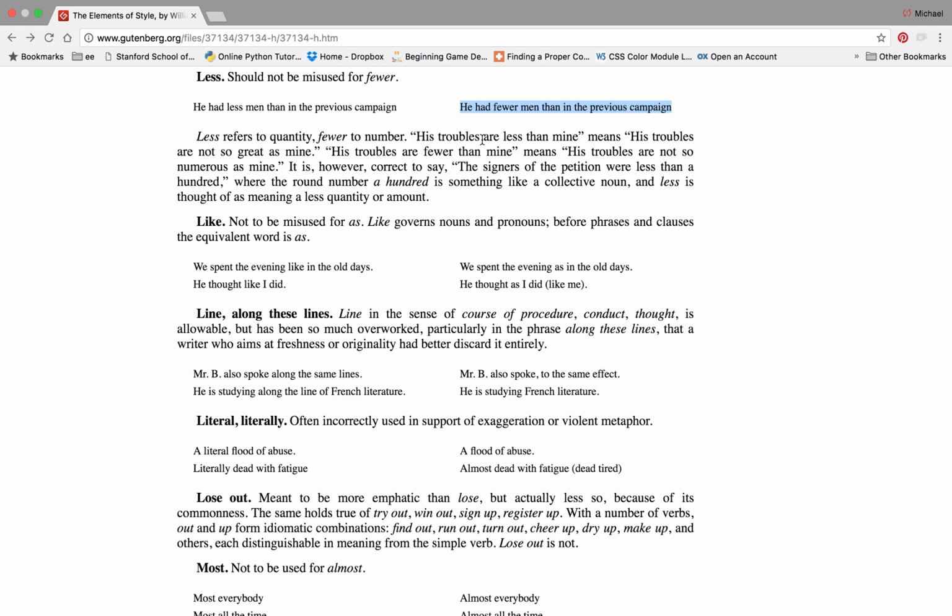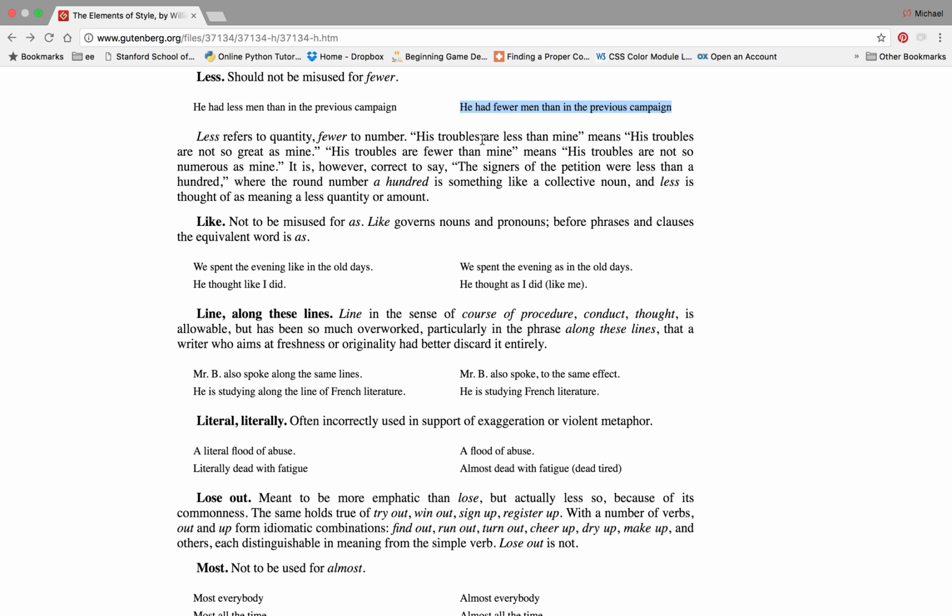So if it's countable, it's fewer. If it's uncountable, it's less. I'll give you an example. He had fewer raindrops in his bucket in the afternoon than he did in the morning. Period.